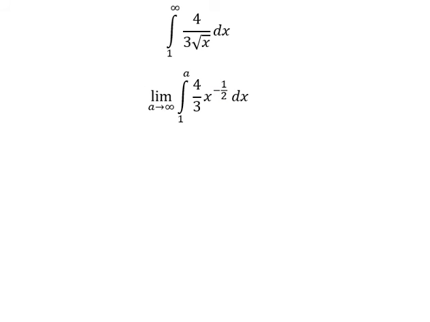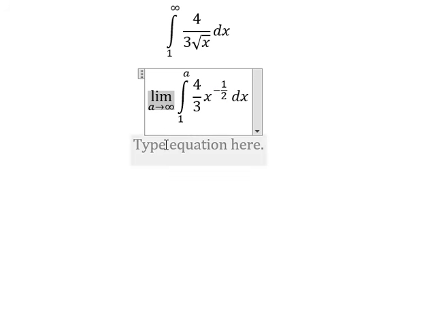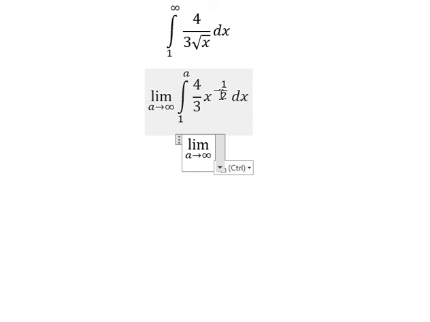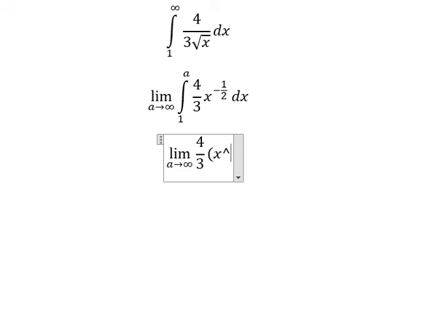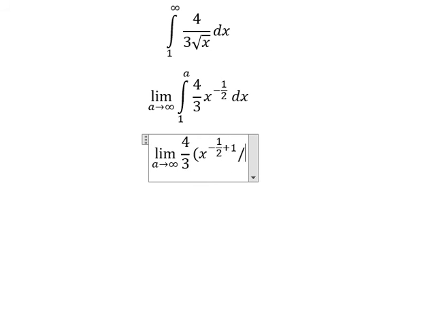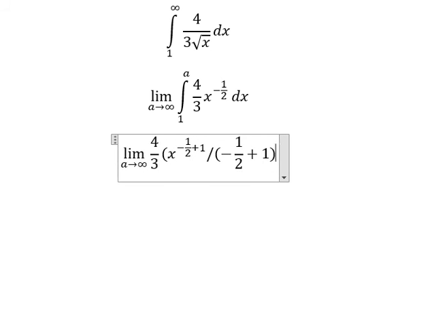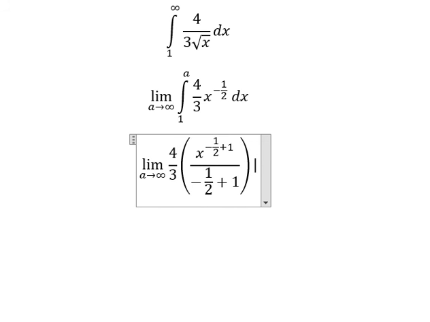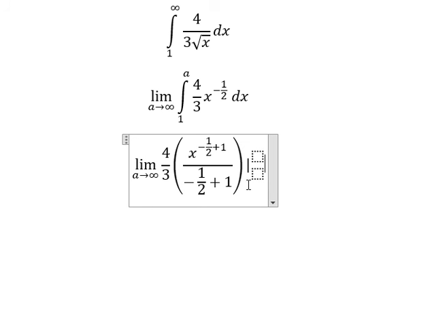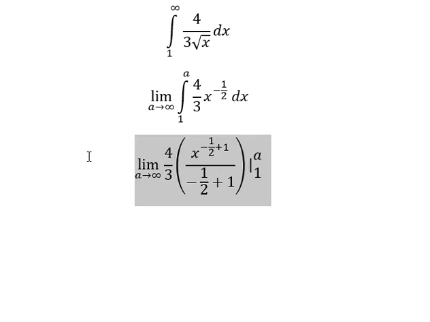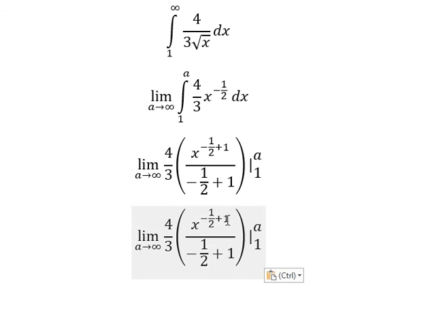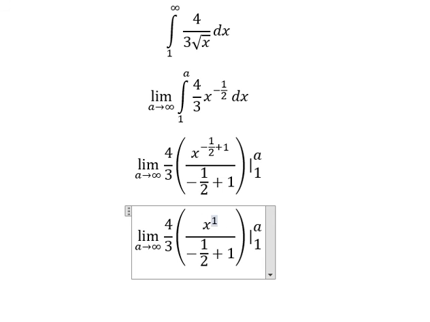Next, we have the final answer. The integration of x to the power of negative 1 over 2, we will have x to the power of negative 1 over 2 plus 1, over negative 1 over 2 plus 1, and we put the bounds from number 1 to a. So this one we have 1 over 2, this one we have 1 over 2.